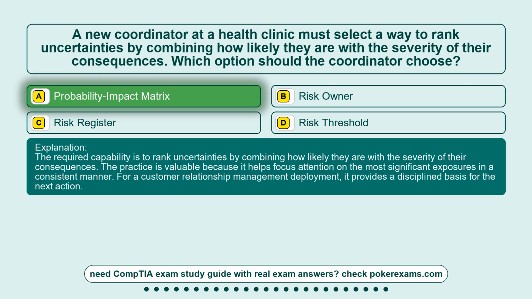The required capability is to rank uncertainties by combining how likely they are with the severity of their consequences. The practice is valuable because it helps focus attention on the most significant exposures in a consistent manner. For a customer relationship management deployment, it provides a disciplined basis for the next action.